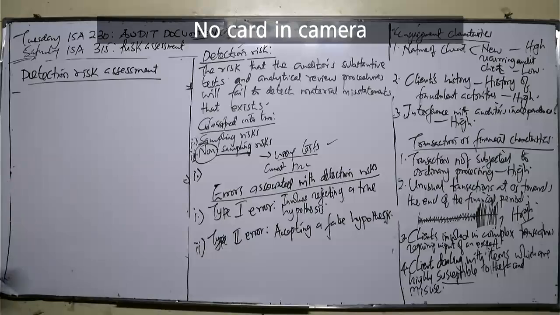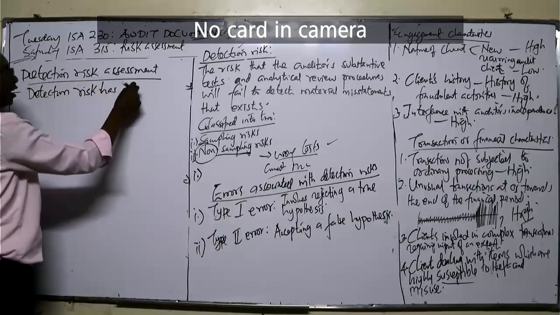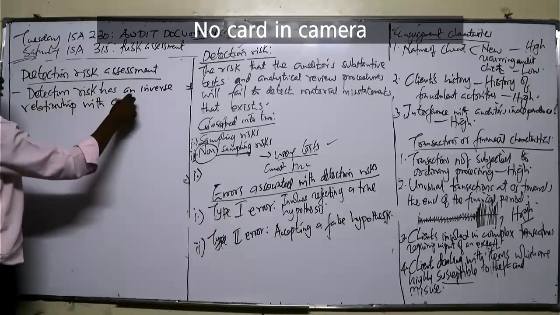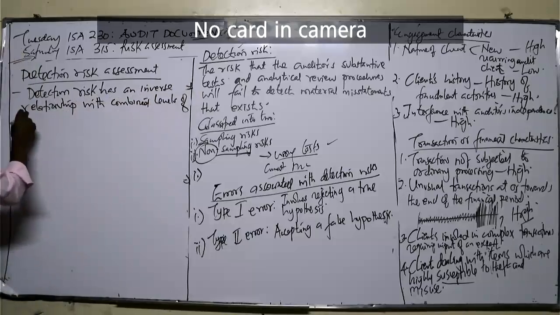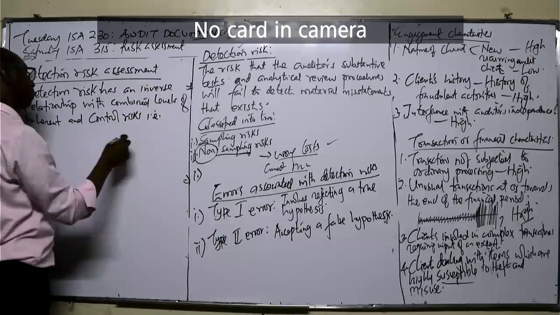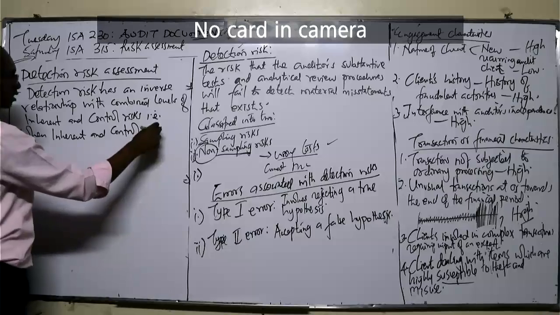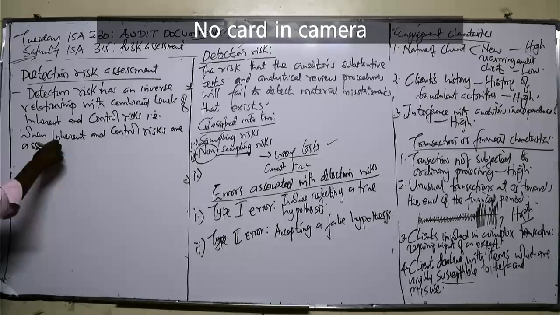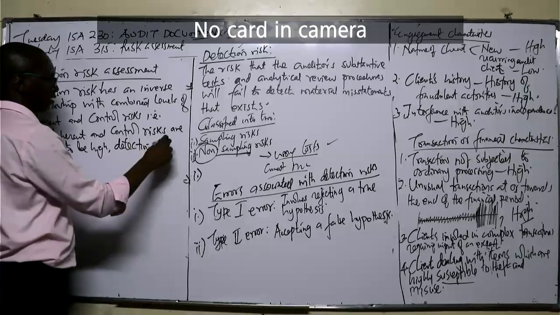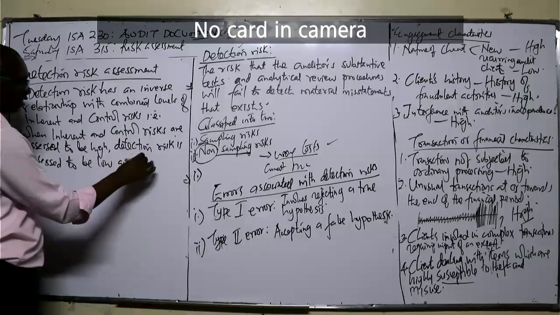So write and say, detection risk has an inverse relationship with combined levels of inherent and control risks, i.e., when inherent and control risks are assessed to be high, detection risk is assessed to be low, and vice versa.